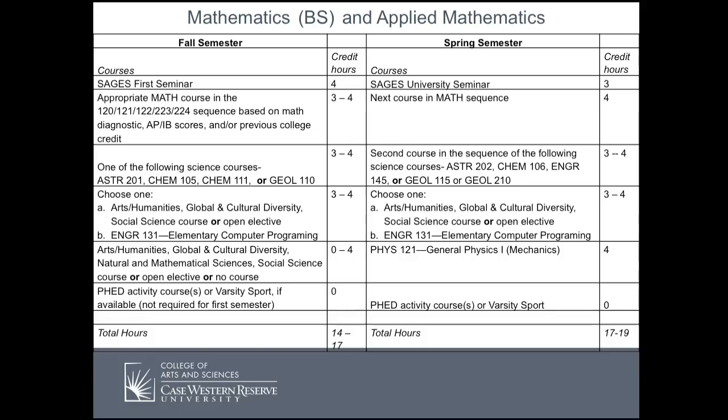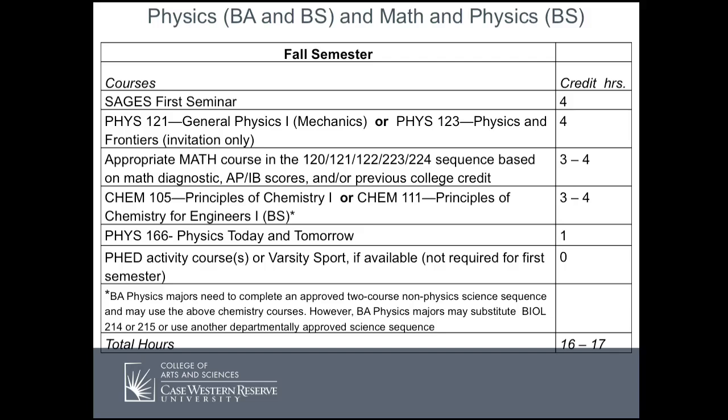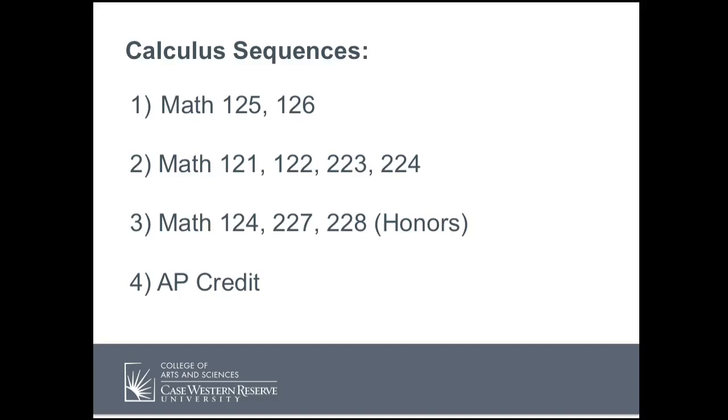And if you look, the semester for fall and spring is listed, and it's sort of 14 to 17 hours your first semester, 17 to 19 your second semester. And this is one for physics and math and physics.